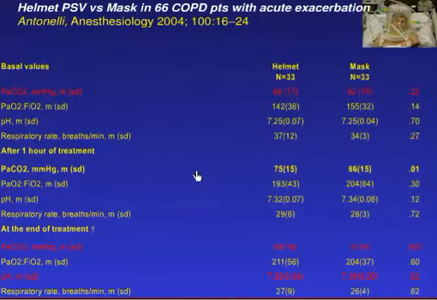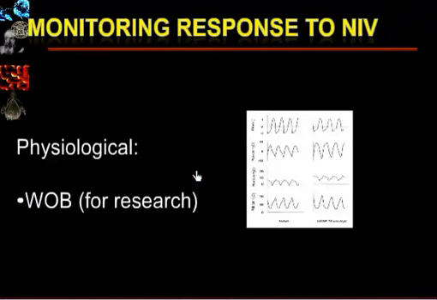But having the blood gas analysis can also allow the comparison between different kinds of interfaces, monitoring the efficiency of these interfaces over time in correcting the gas exchanges, namely in this case the PaCO2, showing, for example, that if you compare the helmet to the mask in COPD patients, this is certainly less effective. What about the work of breathing?